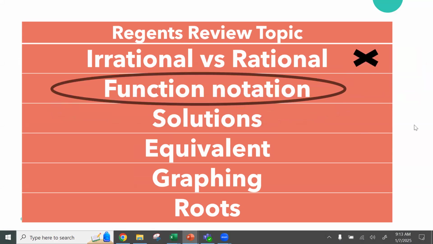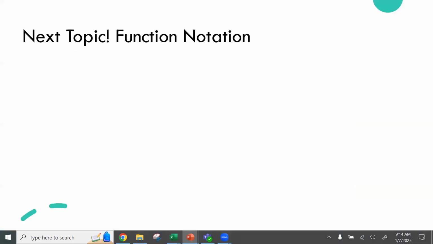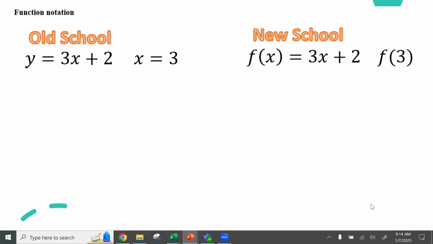All right, so you guys have not seen function notation yet. This is the first time. And once we get after Regents Prep, we are going to do a whole chapter on this. But function notation is just a way to write equations. It's the newer way we write equations in algebra.